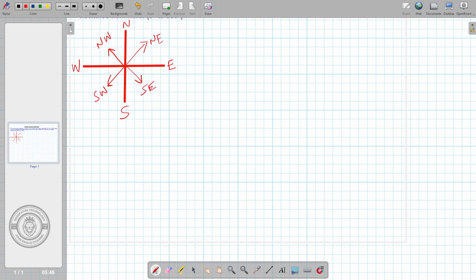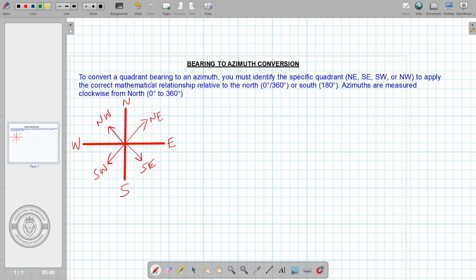Now we have conversion rules of quadrants that we can use to convert bearing to azimuth. Rule number one says that for northeast, that is NE, if the bearing falls under northeast, that is in this first quadrant, then the azimuth is equivalent to the bearing.